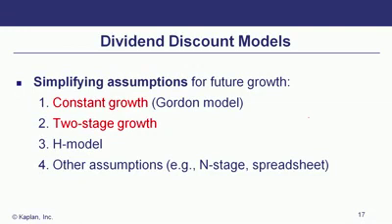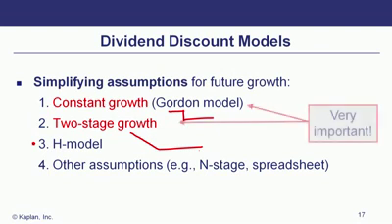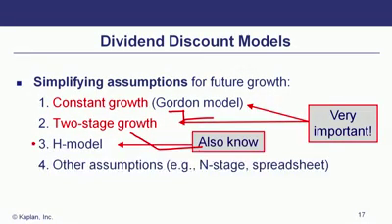Well, not that realistic. The new model that we haven't yet seen is the H model. Slightly more realistic than this 2-stage. We have high growth and then bang, low growth. More likely, your growth will gradually fall down to its long-term level. That's what the H model will assume. Definitely need to be able to do all 3 of those.